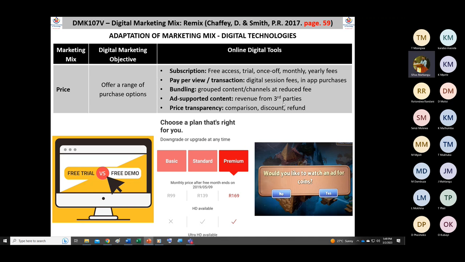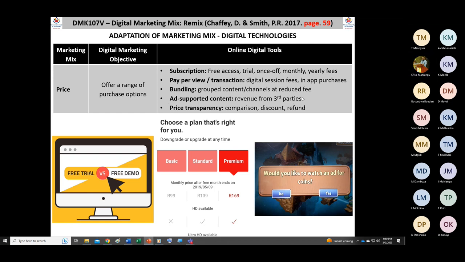Ad supported content is another form of revenue that we can use. Usually when people have free access to an organization's product, they will see a lot of adverts, and that is ad supported content, meaning that the company makes money through it. At the bottom of the slide towards the right, you will see a picture. That picture is an example of ad supported content, whereby someone is playing an online game and it asks them, would you like to watch an ad for coins? When they click yes, they get coins within the game, but they will watch a 30 second ad or 15 second ads and so on.